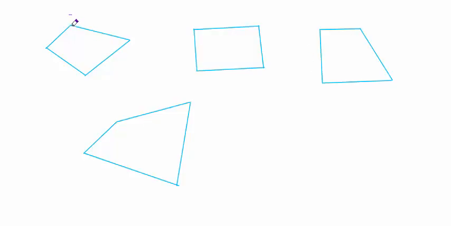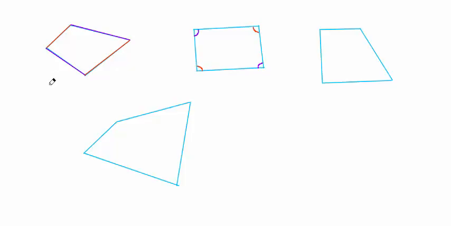In a quadrilateral, there are 2 pairs of opposite sides. So this is one pair of opposite sides, and this is the other pair. We have 2 pairs of opposite angles. This is one pair of opposite angles, and this is the other pair of opposite angles.